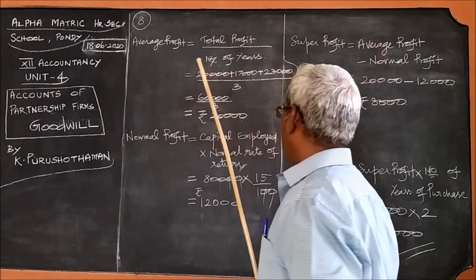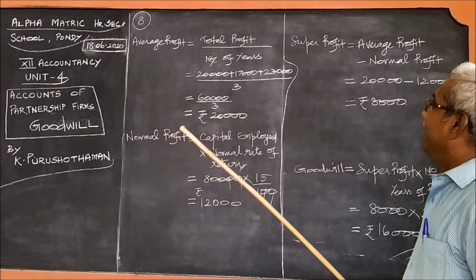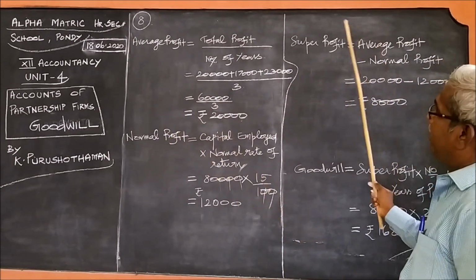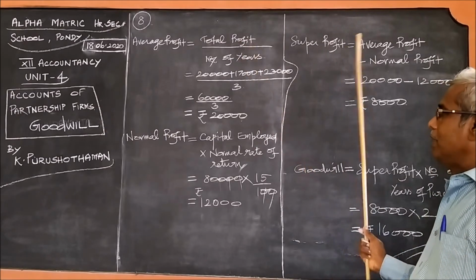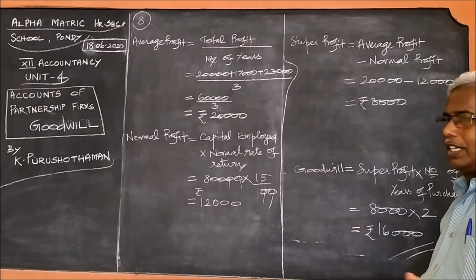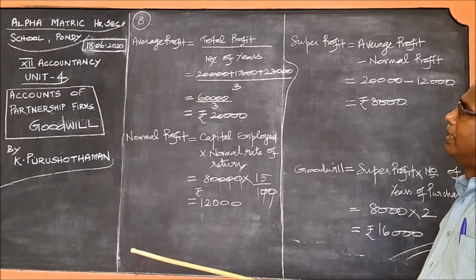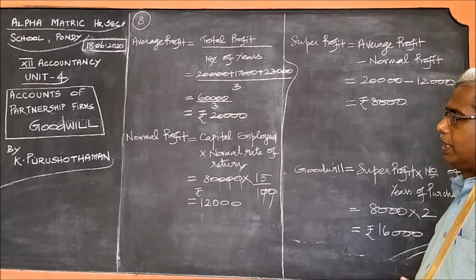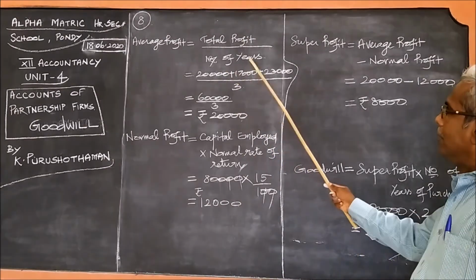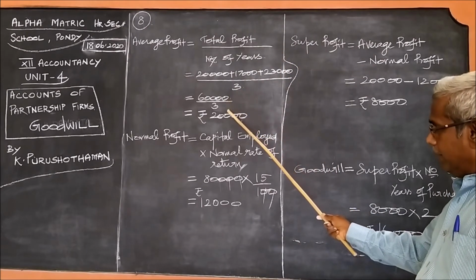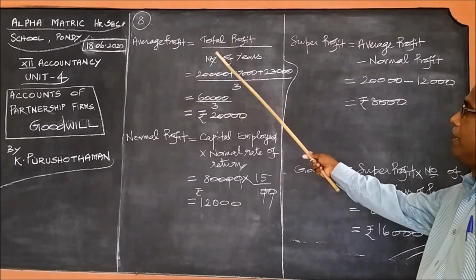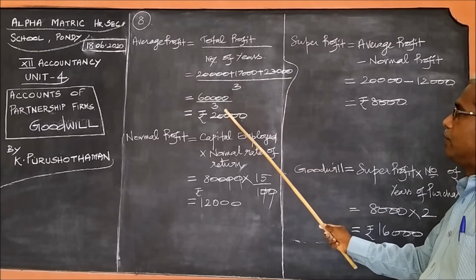In the previous problem, they gave the average profit readily. But in this problem, average profit is not readily given. Instead, 3 years profit is given. Therefore, we should add the 3 years profit and divide it by 3 to get the average profit for the 3 years. That is 20,000.